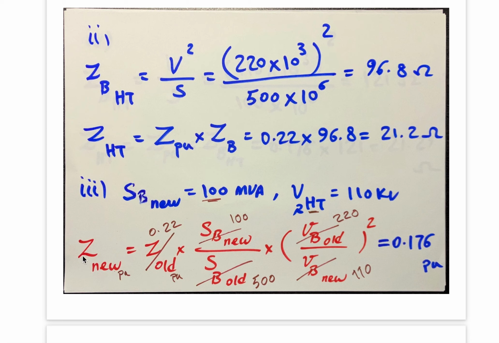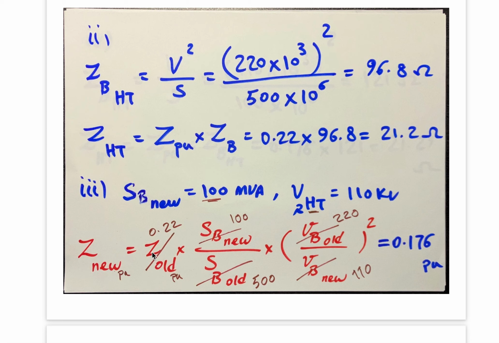So a new per unit impedance equals a given impedance in per unit, obviously, multiplied by the new power divided by the old power, multiplied by the old or given voltage divided by the new voltage square. So you see the ratio of voltages is inverse of the ratio of power. And don't forget this square.